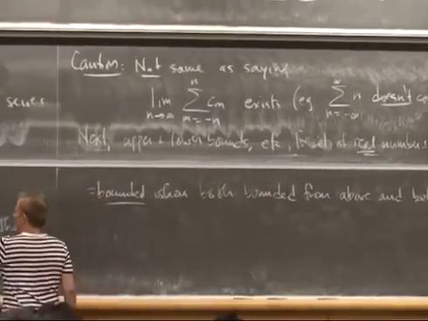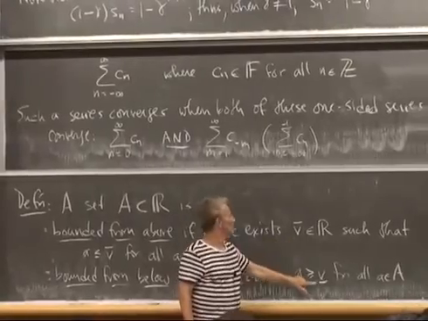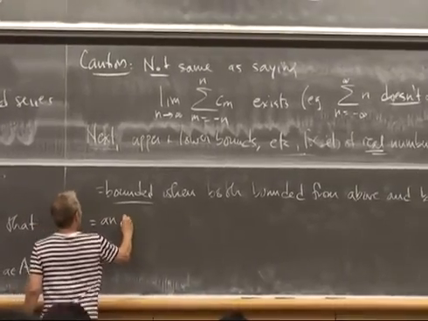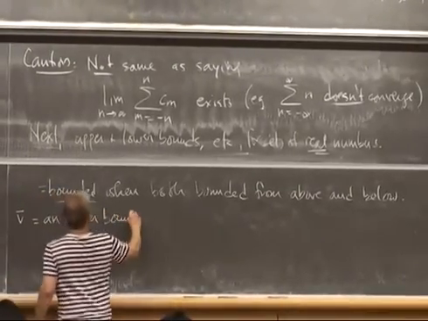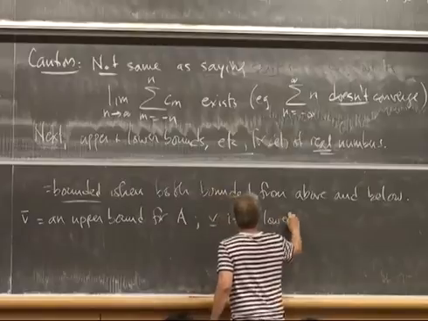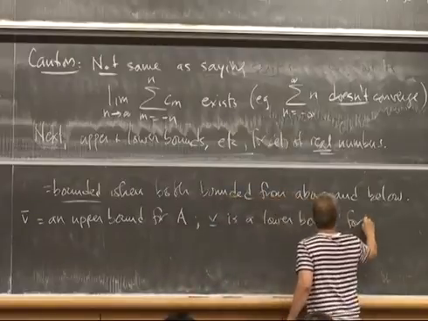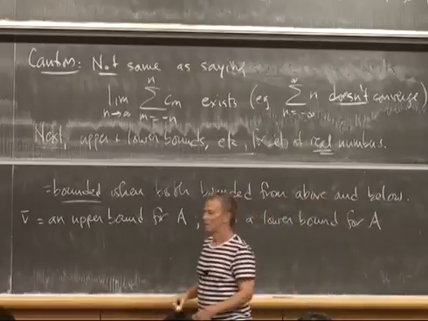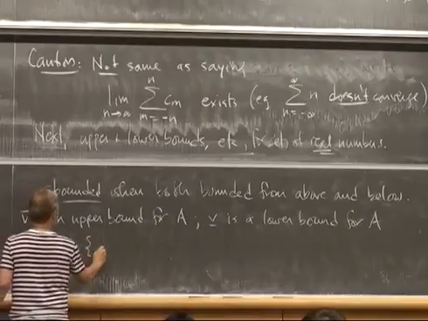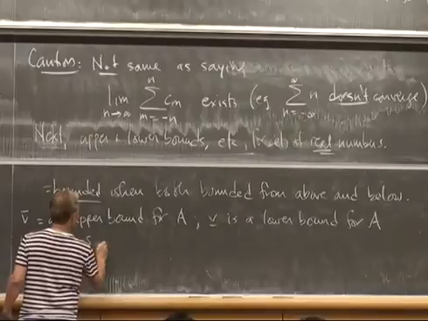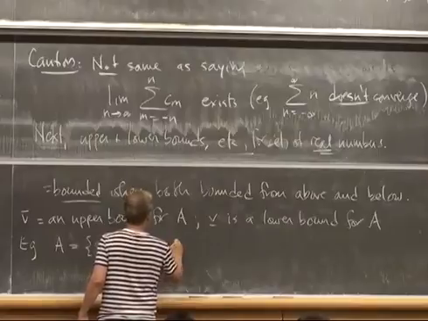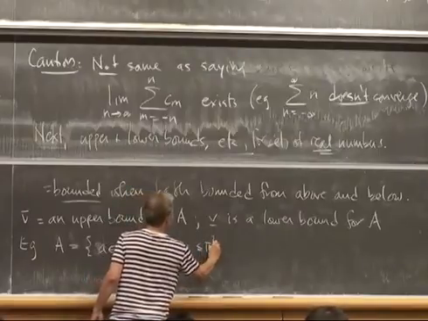Now, in this case, we call V upper bar an upper bound for A, and V lower bar a lower bound for A. So V upper bar in the definition is an upper bound for A, and V underbar is a lower bound for A. Okay, so I'm going to give you a bounded set. So for example, A equals the set of all A in the reals such that minus pi is less than A is less than or equal to pi.